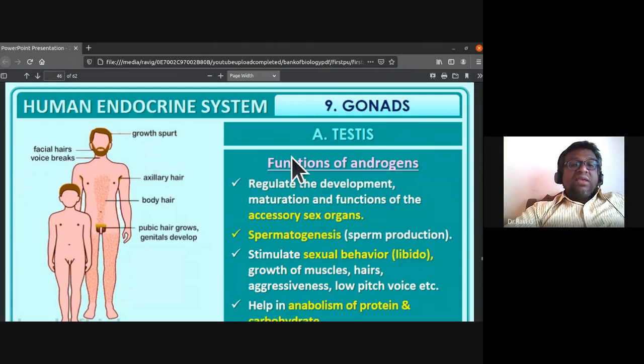The pubic hair grows around the genital organs, along with plenty of body hair and facial hair. They are all the functions of the androgen secreted by the testes, that is, testosterone. Spermatogenesis, that is sperm production, is also induced by them. They stimulate sexual behavior, that is libido, growth of muscles and hair, aggressiveness, and low pitch voice. All these are because of testosterone.